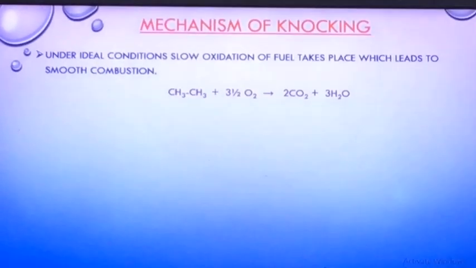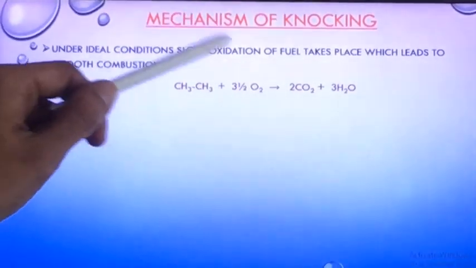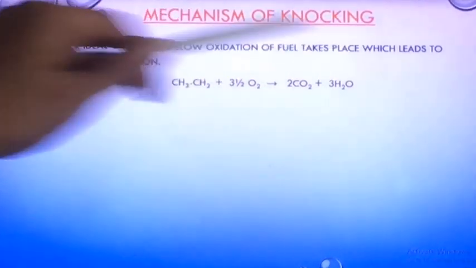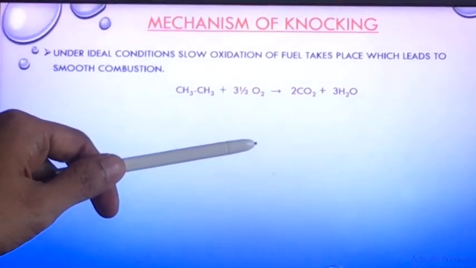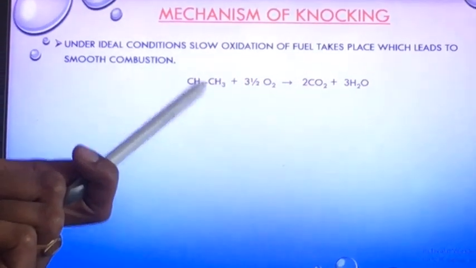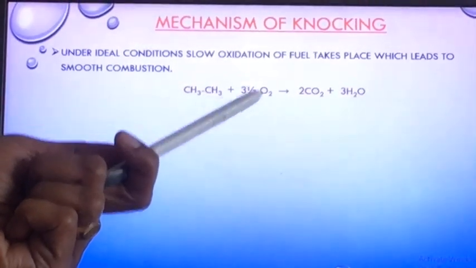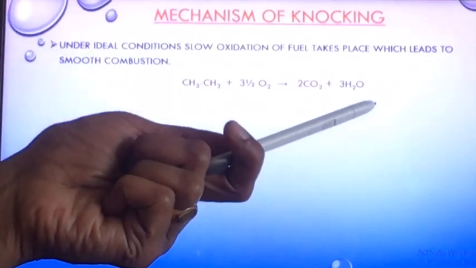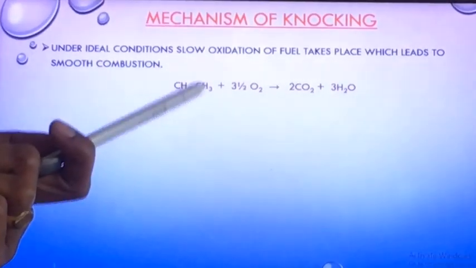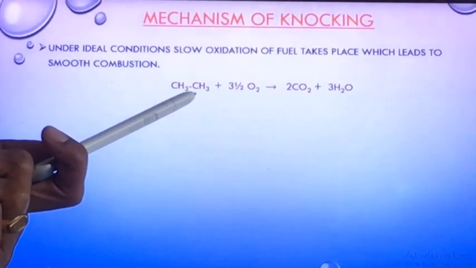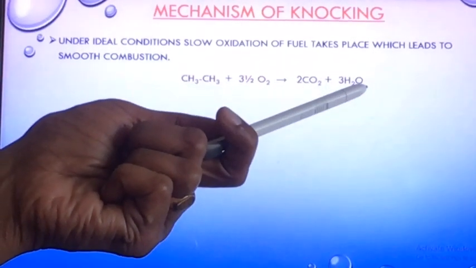Under ideal conditions, under normal conditions, slow oxidation takes place and results in the formation of carbon dioxide and water. Here we have taken ethane as an example. Ethane combines with oxygen and forms carbon dioxide and water. So this is the ideal condition whereby slow oxidation of fuel takes place, resulting in a smooth combustion which leads to the formation of carbon dioxide and water.